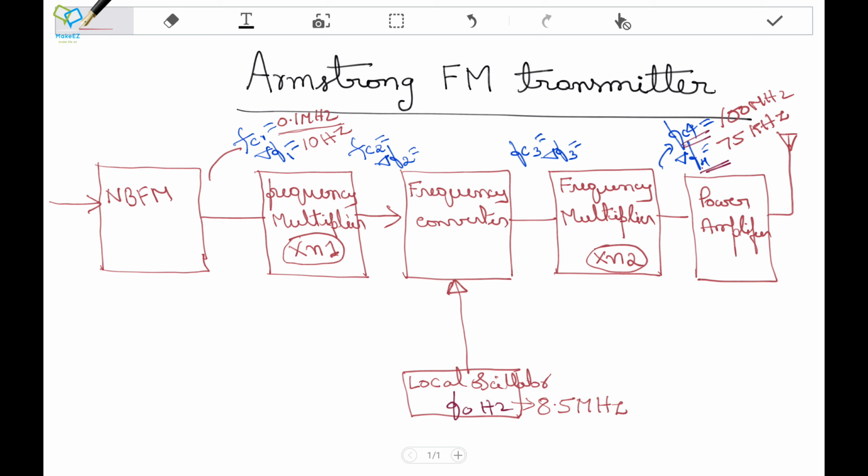Now let us proceed to find the values of N1 and N2. We are starting with a frequency deviation of 10 hertz, and we have to reach a frequency deviation of 75 kilohertz. So what is the multiplication factor required to go from 10 hertz to 75 kilohertz? That is 75,000 divided by 10 hertz. So the multiplication factor required is 7,500.